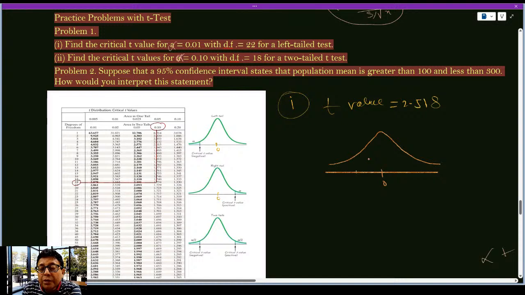0, minus 1, minus 2, and say this thing is minus 2.518. So it will represent this part, left side of that. Okay, minus 2.518 will represent this shaded region. If you have that calculated t value below minus 2.518, you have to reject.